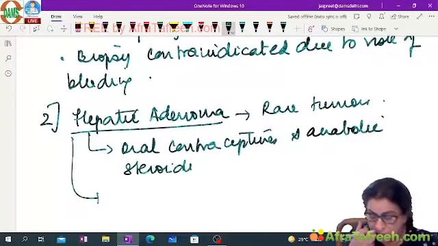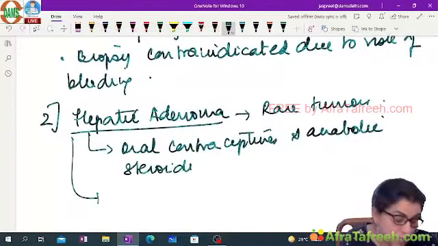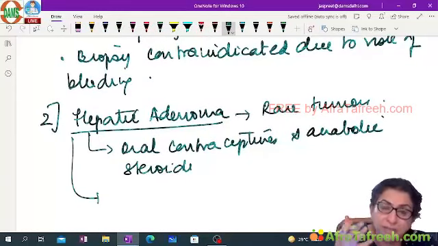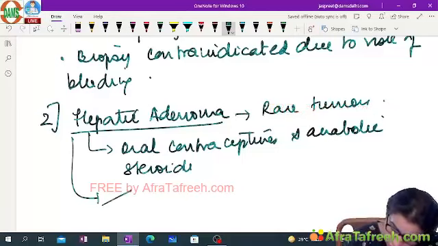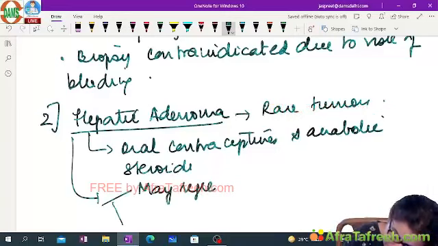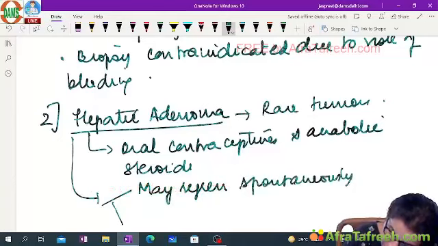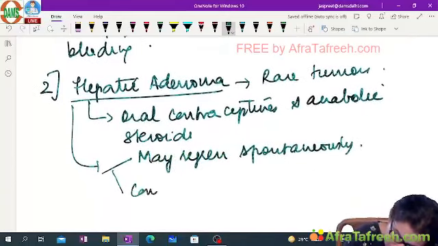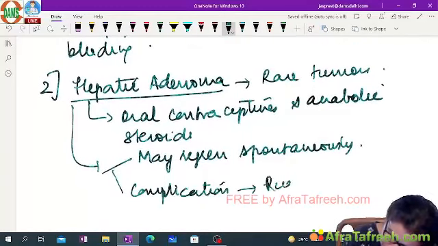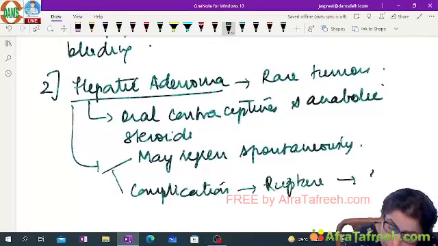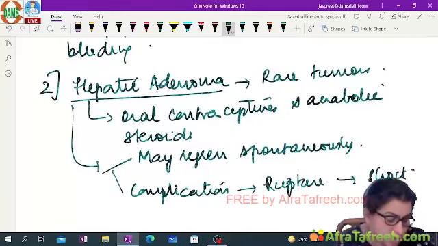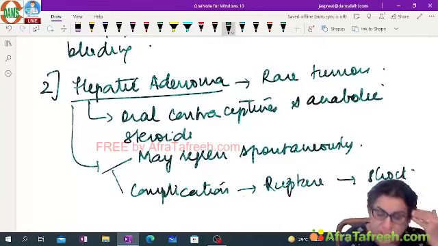They may also regress on their own. And sometimes these hepatic adenomas may rupture and the patient may have abdominal pain and shock. So they may regress spontaneously, or the complication is that they may rupture, leading to shock. Okay, so these are benign tumors.